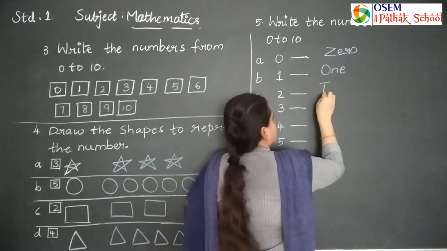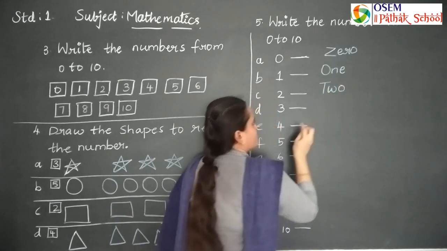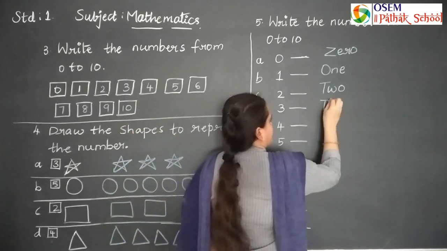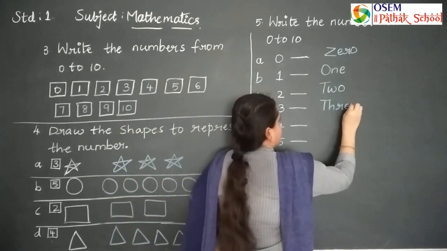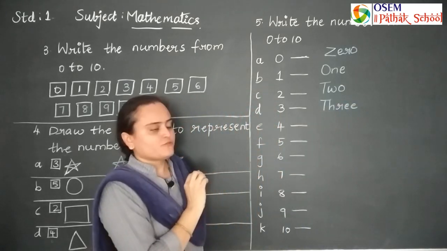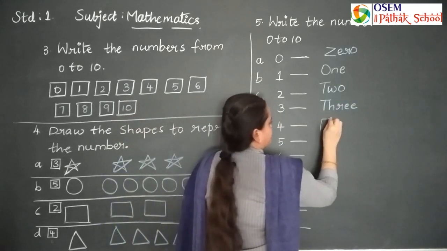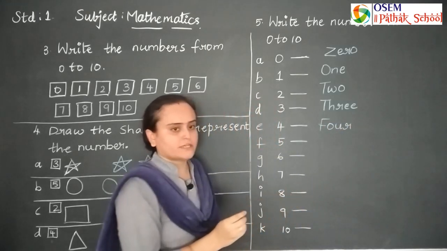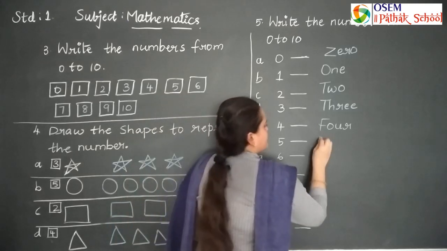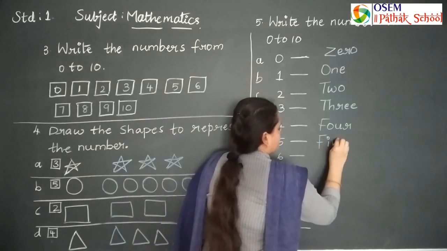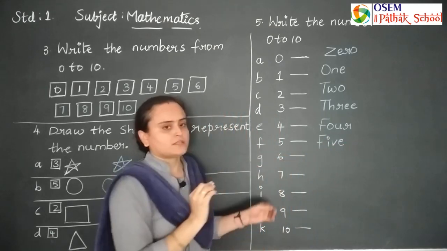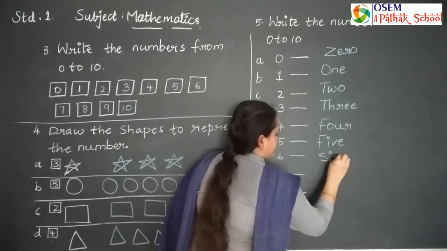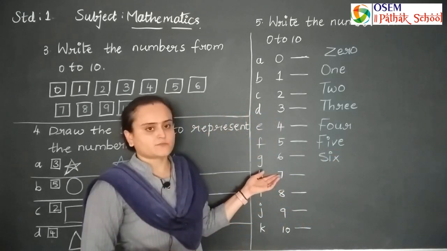So 2 ka spelling kya hai? T-W-O, 2. Uske baad 3 ka spelling? T-H-R-E-E. Now 4 ka spelling? F-O-U-R, 4. Then 5 ka spelling kya hai? F-I-V-E, 5. Then 6 ka spelling? S-I-X, 6.